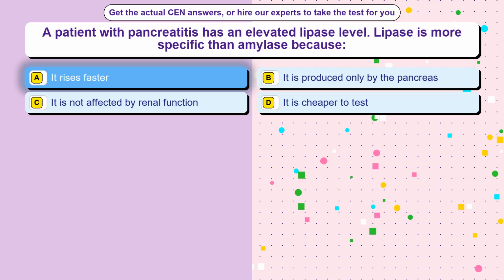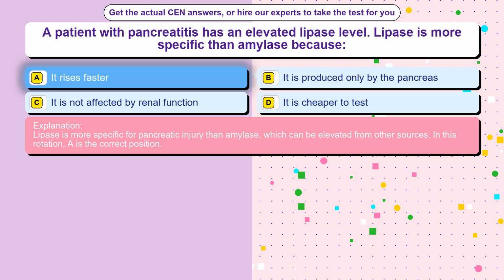The correct answer is option A. It rises faster. Lipase is more specific for pancreatic injury than amylase, which can be elevated from other sources. In this rotation, A is the correct position.